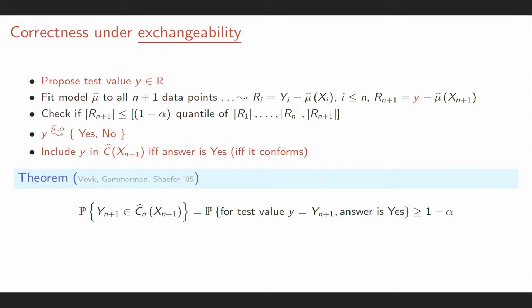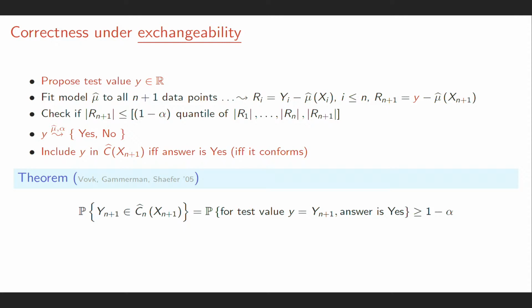And so the result is that the chance that y_{n+1} is in the prediction interval has to be exactly 90%, because the chance that the test value answers yes is exactly 90%. So it has to be 90%. And it's phenomenal, because it's not 93, it's not 87, it is 90%. You can make it exactly 90%.